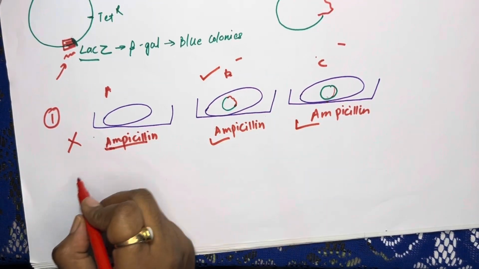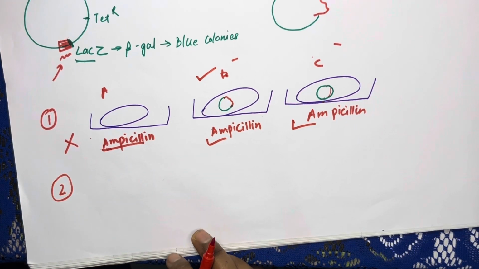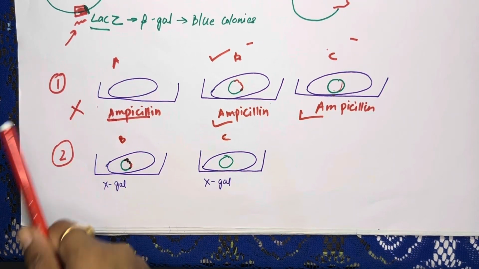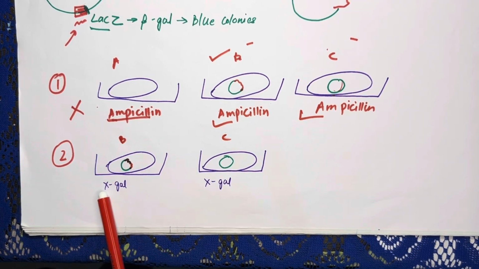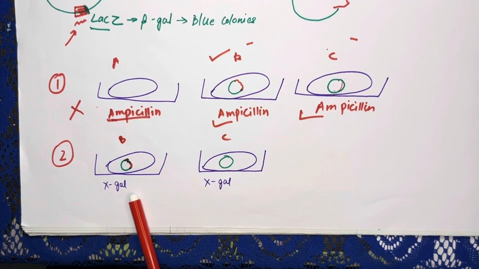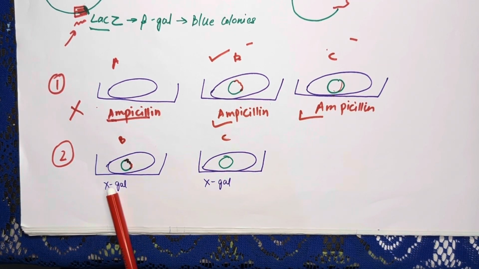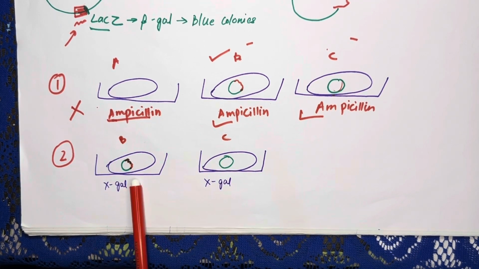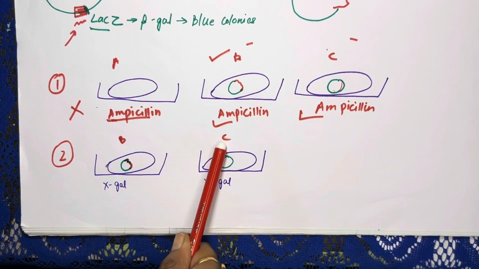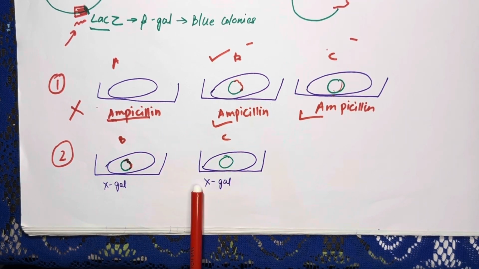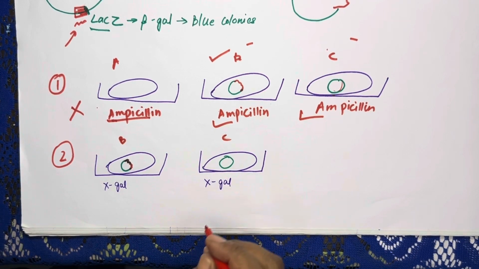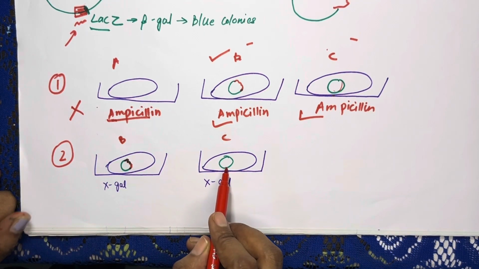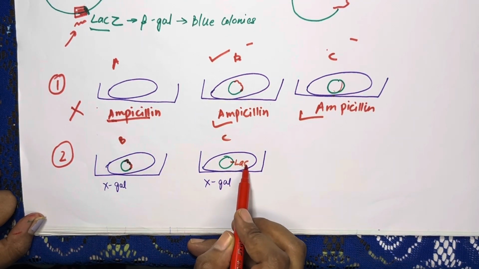So for that we have to do step 2, which is the blue-white screening. Here we have cells B and C. A was eliminated in the first step itself. Here we have put X-gal, which is a chromogenic substance. Beta-galactosidase can convert X-gal into a blue color. So in B and C we have put X-gal. In case of C only, beta-galactosidase will be able to convert X-gal into blue color. Why? Because here the entire plasmid is intact, and its lacZ region was not hampered.